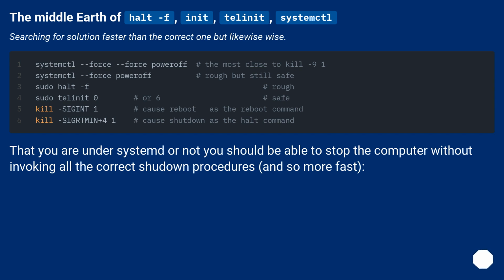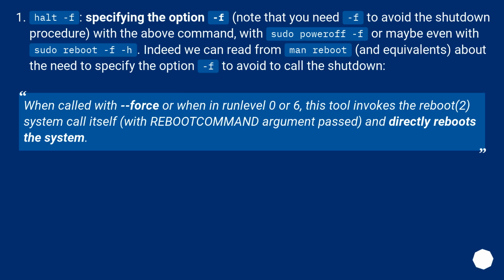Whether you are under systemd or not, you should be able to stop the computer without invoking all the correct shutdown procedures, and so faster. halt -f, specifying the option -f. Note that you need -f to avoid the shutdown procedure, with the above command, with sudo poweroff -f, or maybe even with sudo reboot -f -h. Indeed, we can read from man reboot and equivalents about the need to specify the option -f to avoid calling the shutdown.